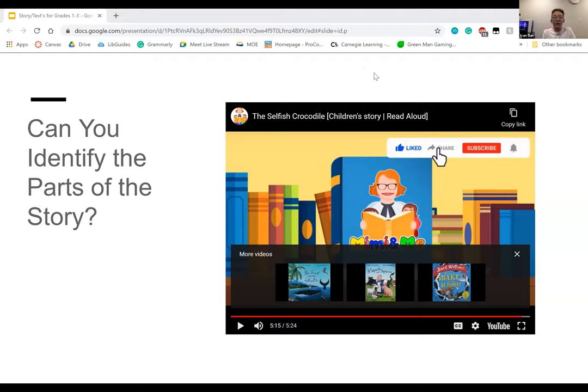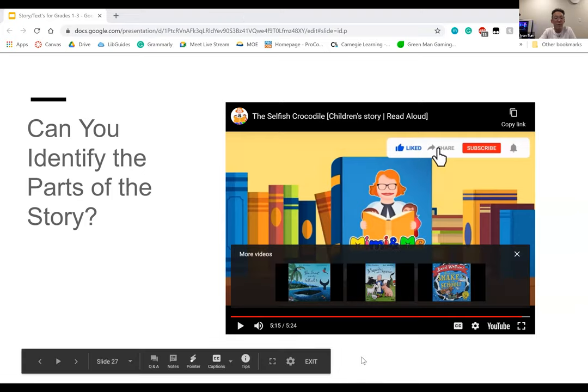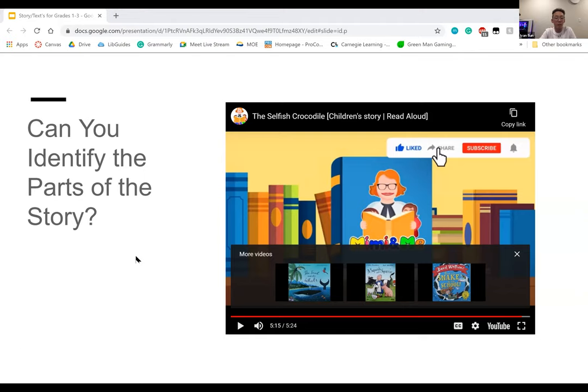So first of all, if anyone would like to volunteer or know the answer to, can you identify the parts of the story? We'll start with the first part, the exposition. Can anyone identify what happened in the very beginning when the story was described, the characters, as well as the setting? David, Olivia, and Mason, would one of you like to say what happened in the beginning? What was the setting? What was the character?